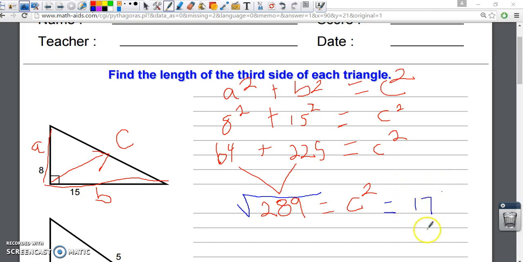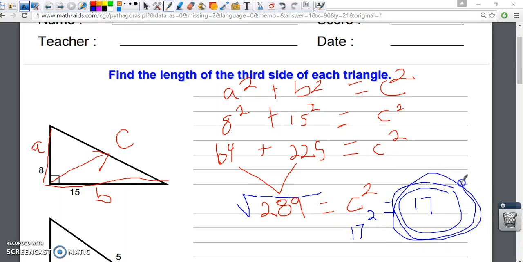C is 17. How do I know for sure? Check this out. If I plug in 17 right here and keep the square, I should get this if I figure out what this is squared. Let me plug that 17 in my calculator, multiply by 17, and see if I get 289. I did. This is 289. So I know my final answer is going to be 17.